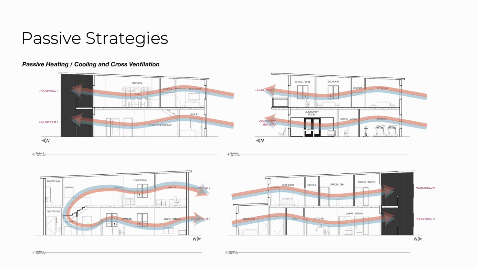Since these units run the full depth of the building, having operable windows on both the back and front allows for natural ventilation in each unit.